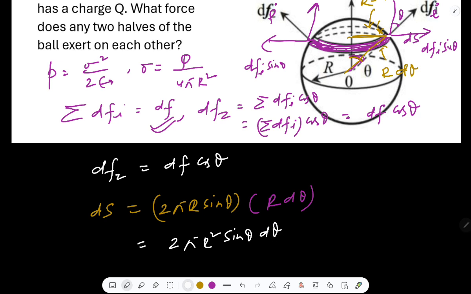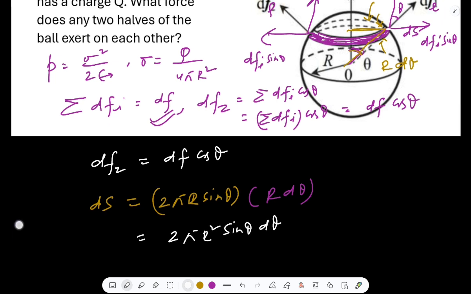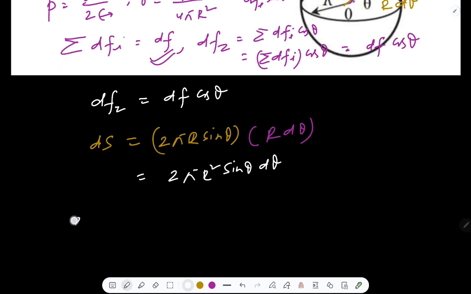And we need to find the total force, that is the Fz acting on one of the halves. This force is acting on one of the halves of the sphere and is produced by the other half, and this Fz is simply the summation of all dfz's acting on all those elemental rings of one half. And dfz we have written in terms of df and cos theta, as df cos theta.